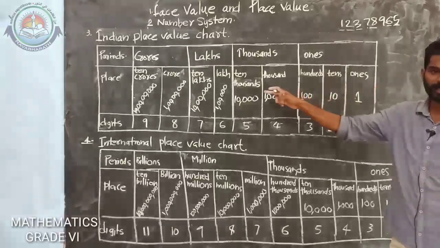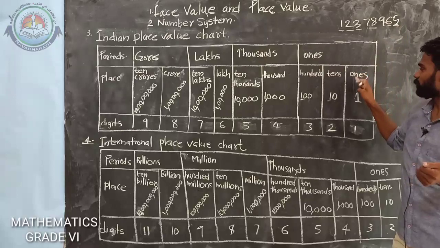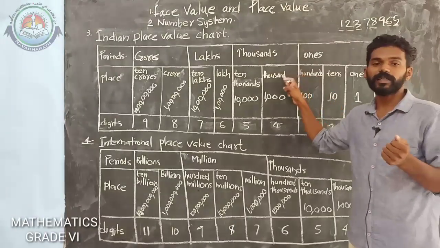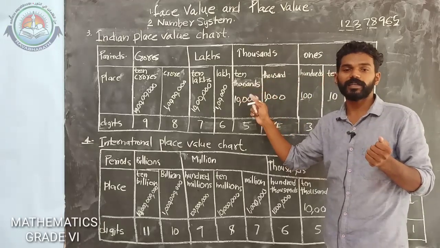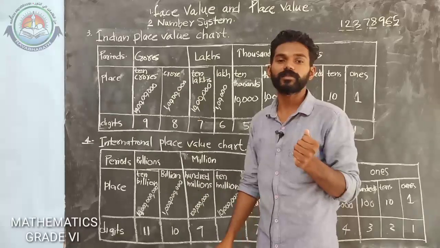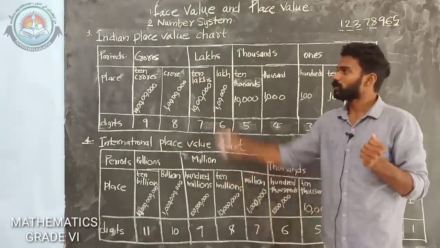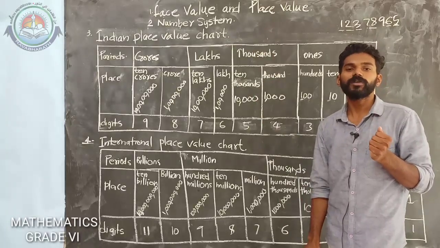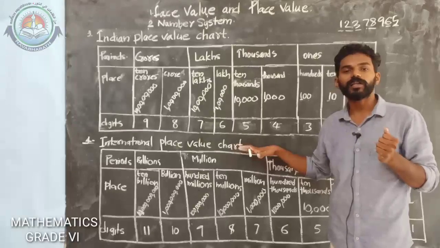The place values are here, starting from the first rightmost digit, starting from ones, then tens, then hundreds, then thousands, then 10,000s, then lakh, then 10 lakhs, crores and 10 crores. This is the order of place values. So that's all about the Indian place value chart. And now we are going to discuss the international place value chart.